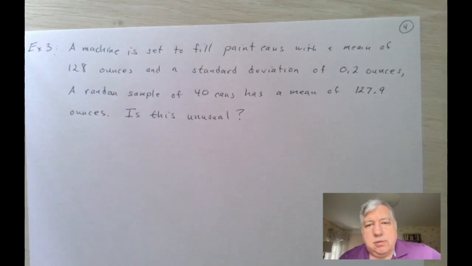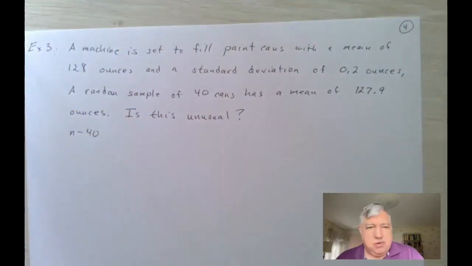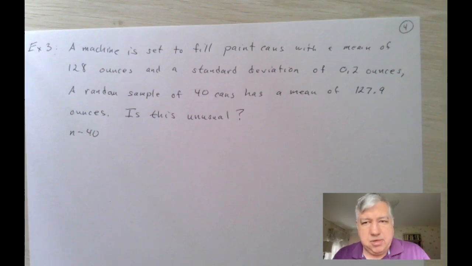Now, a random sample of 40 cans has a mean of, let's say we take a random sample and get a mean of 127.9. Is this unusual? And if it is unusual, we should probably fix the machine. All right, so let's think about this for a moment. First of all, our n is 40. Our sample size is 40, so we know that the central limit theorem says that the sample means are normally distributed.